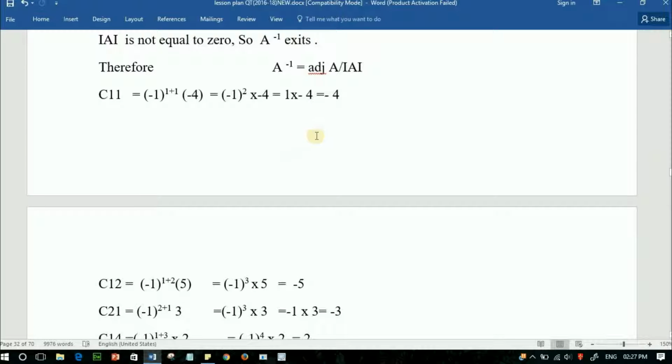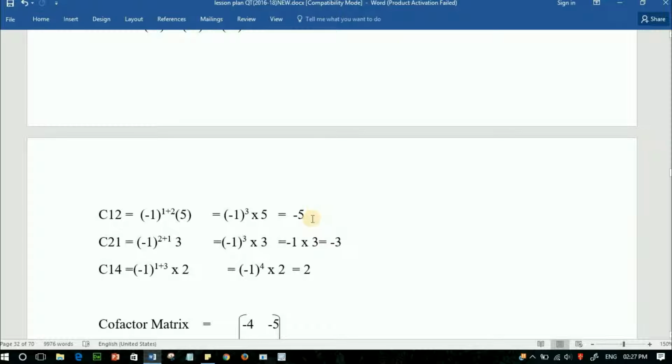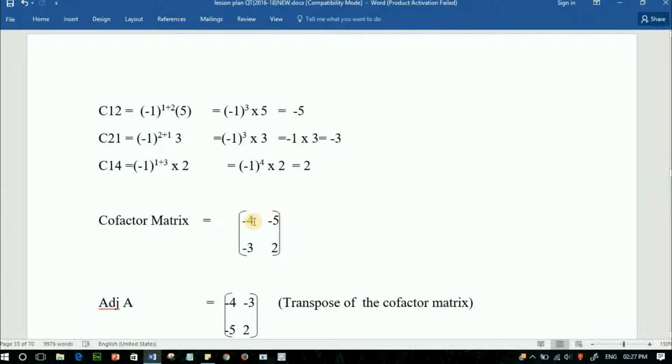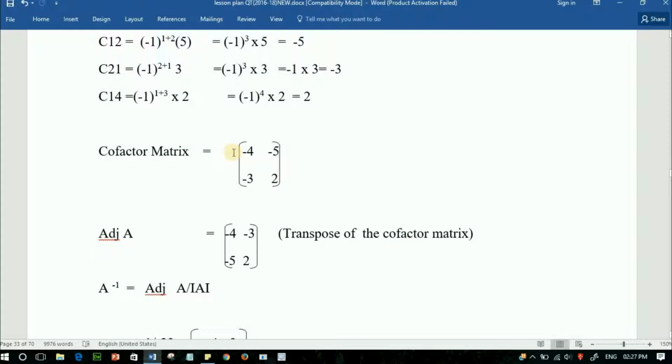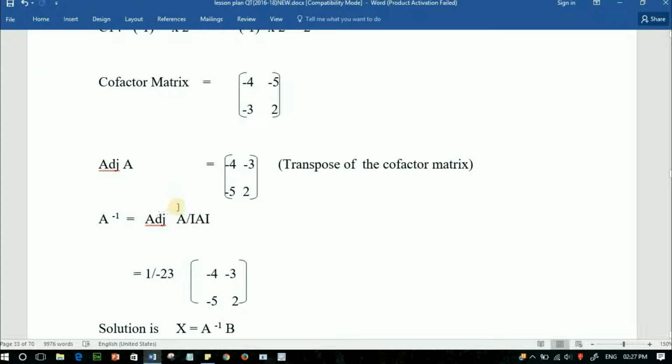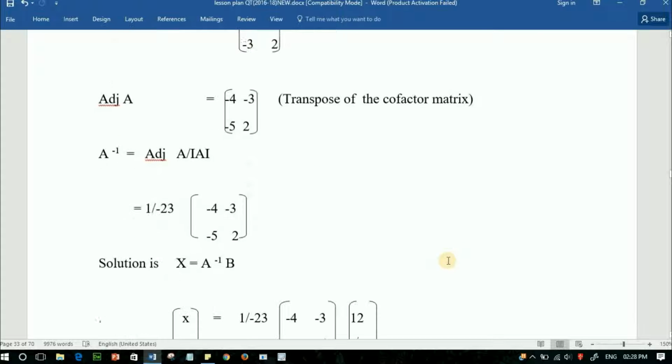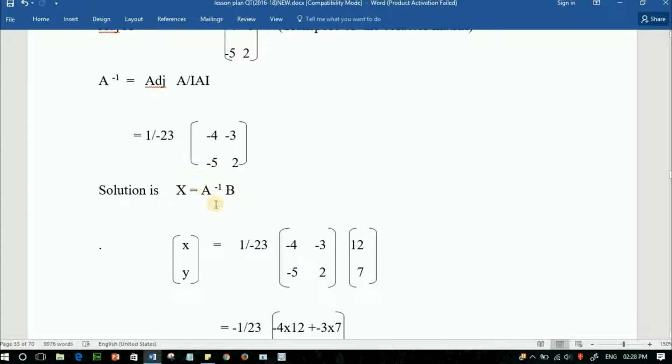C11 we can find is -4, C12 is -5, C21 is -3 and C22 is 2. Then the cofactor matrix is [-4, -5; -3, 2]. So the adjoint of A is the transpose of the cofactor matrix, that is [-4, -3; -5, 2]. Therefore A inverse is equal to 1 by determinant of A into adjoint of A. That is 1 by -23 into [-4, -3; -5, 2]. Therefore, the solution is X = A inverse into B.